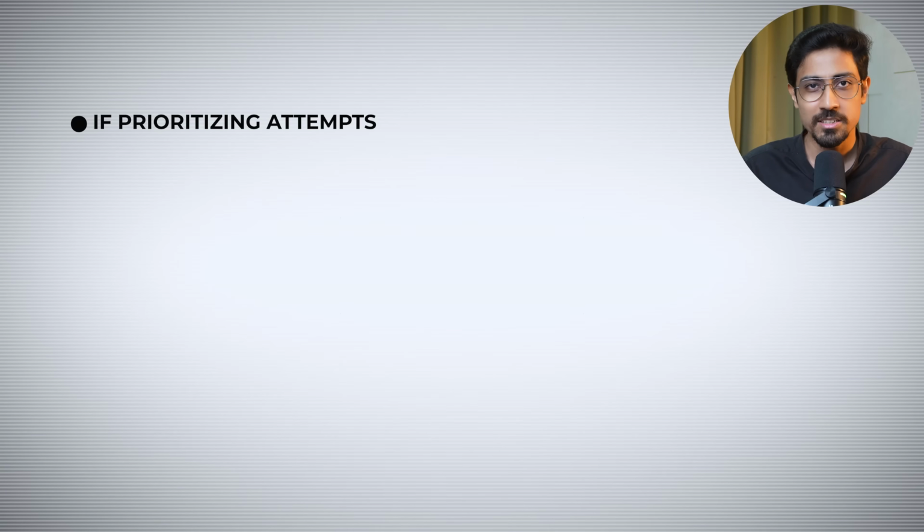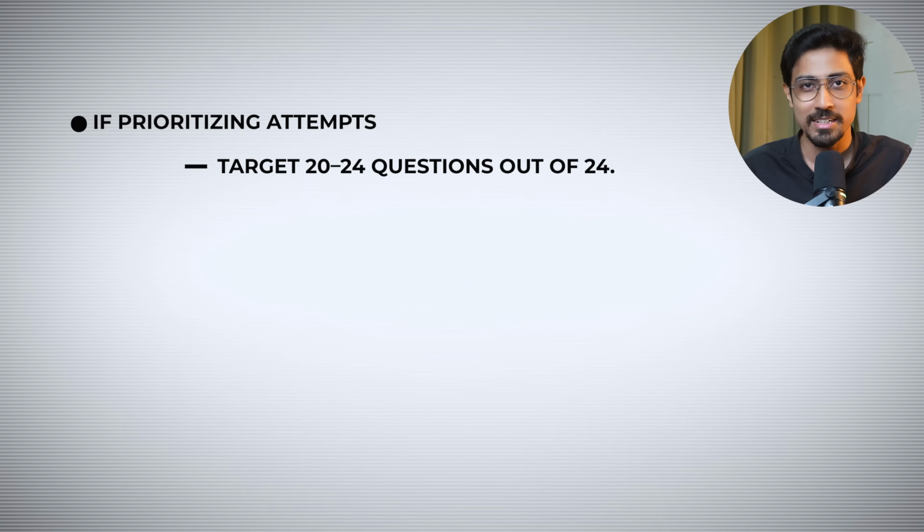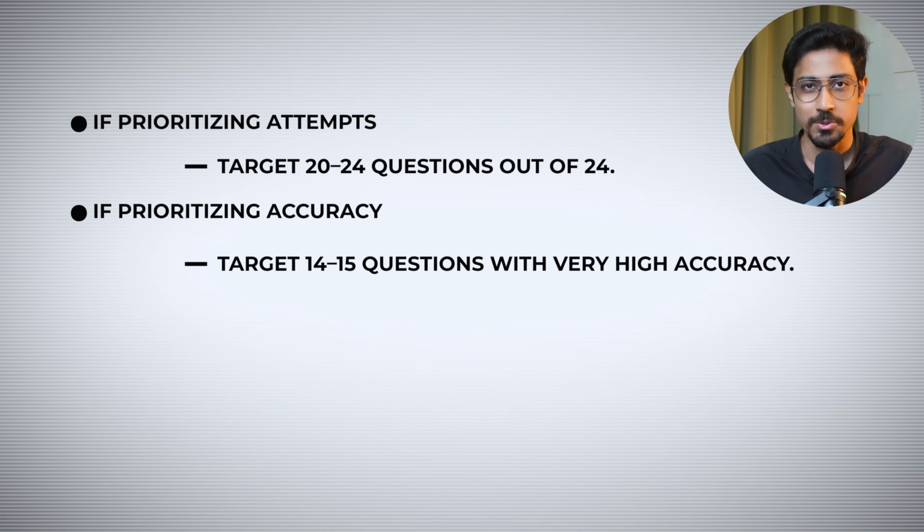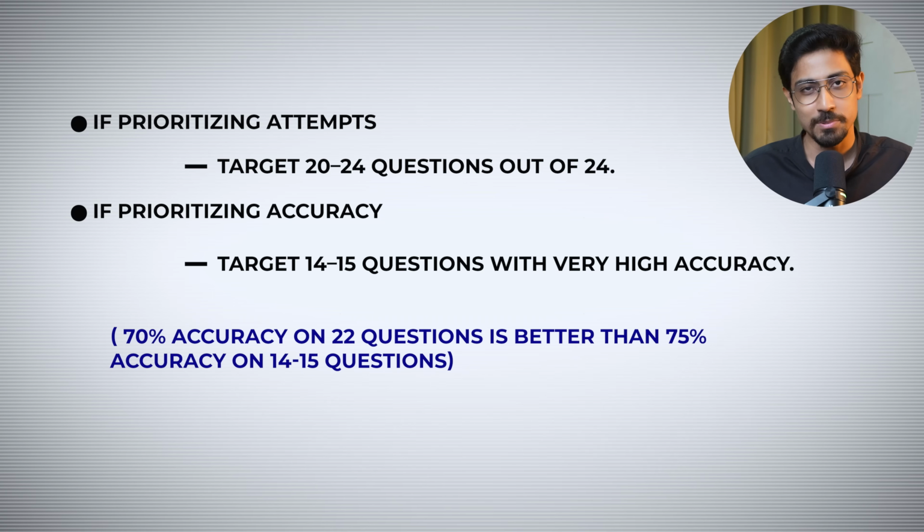Out of the 24 questions, if you're prioritizing attempts, then try to have at least 20 to 24 questions. And if you are prioritizing accuracy, then probably 14-15 questions you can try to attempt in the verbal paper, and make sure your accuracy is really, really high. But if your accuracy is 75% when attempting 14-15 questions, and by solving say 20 to 24 questions your accuracy has dropped to 70%, it still makes sense to prioritize the attempts. So try to understand by what percentage your accuracy is dropping by attempting more. If that is in your favor, then obviously go for it.